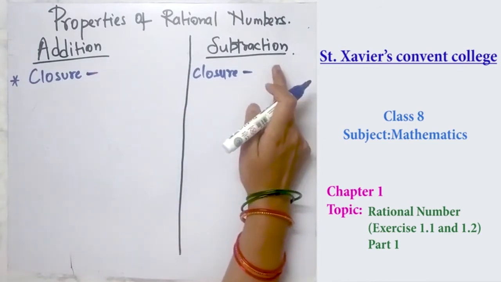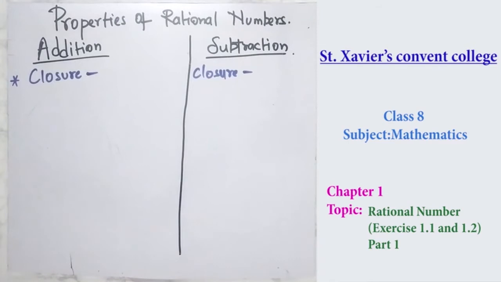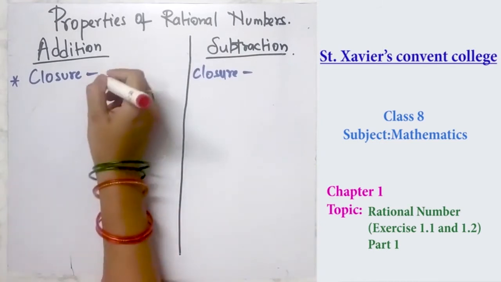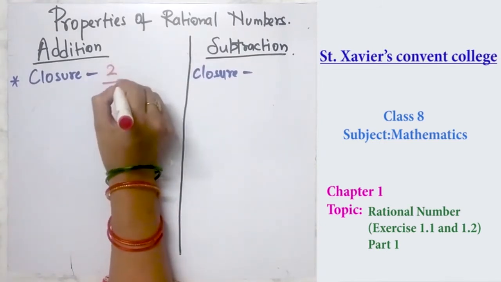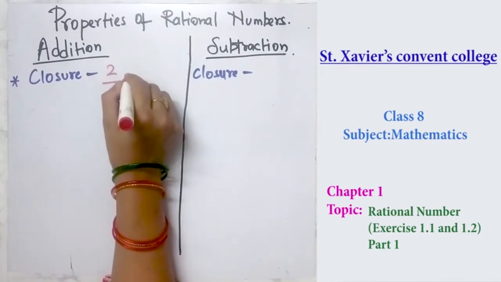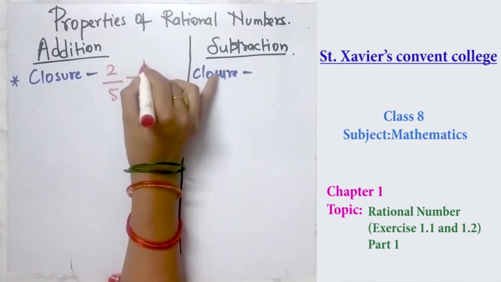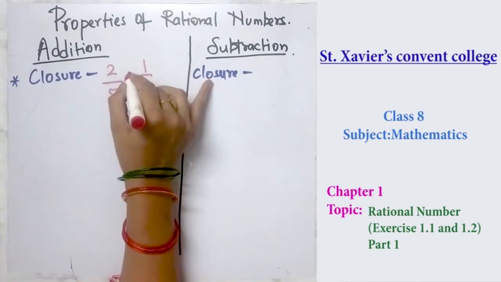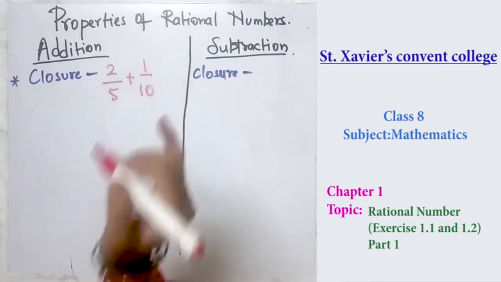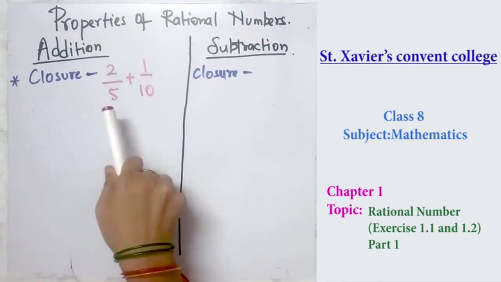Whenever you take two rational numbers and add them, again you will get a rational number. And if you take two rational numbers and subtract them, again you will get a rational number only. We will discuss both by taking an example. Suppose I have taken 2 upon 5 plus 1 upon 10. You have 5 in one denominator and 10 in the other.